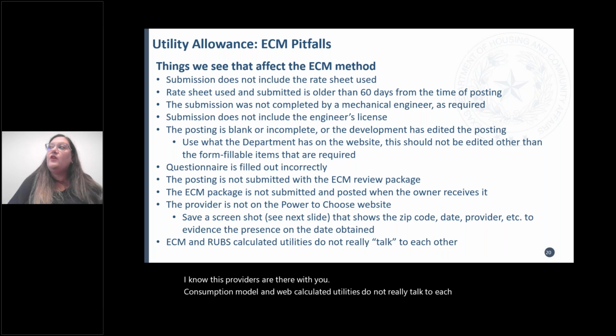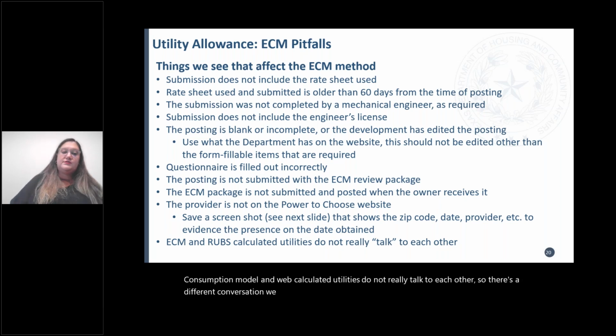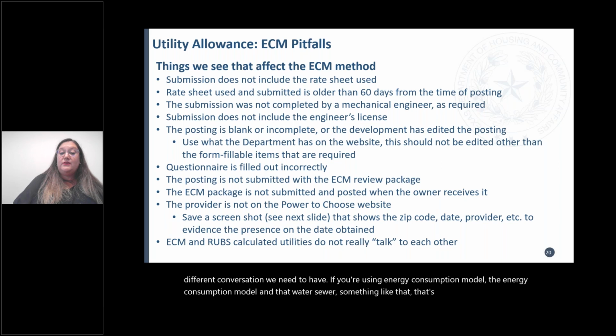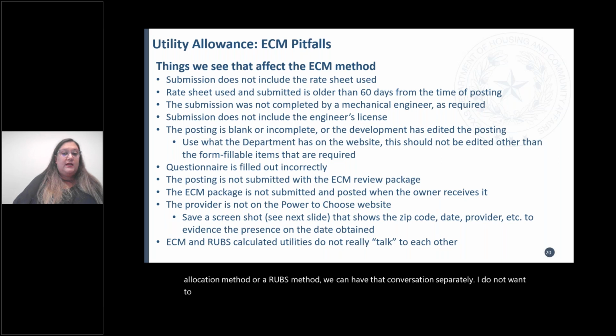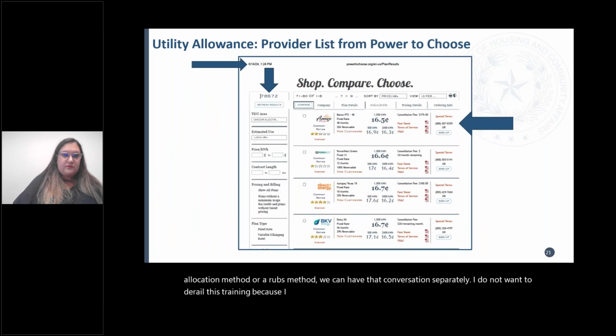Energy consumption model and RUBS calculated utilities do not really talk to each other. So there's a different conversation we need to have if you're using the energy consumption model and you've got water or sewer or something like that that's calculated with an allocation method or a RUBS method. We can have that conversation separately. I do not want to derail this training because we still have a lot to go.